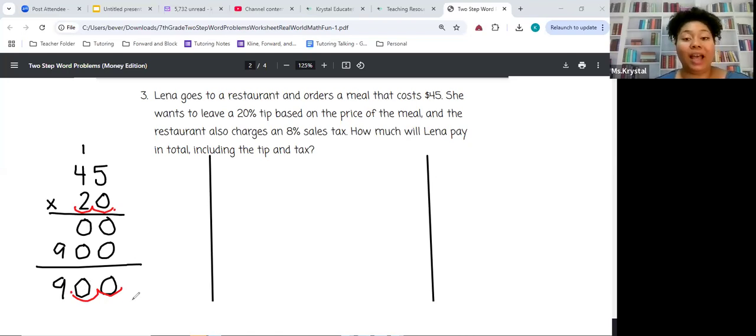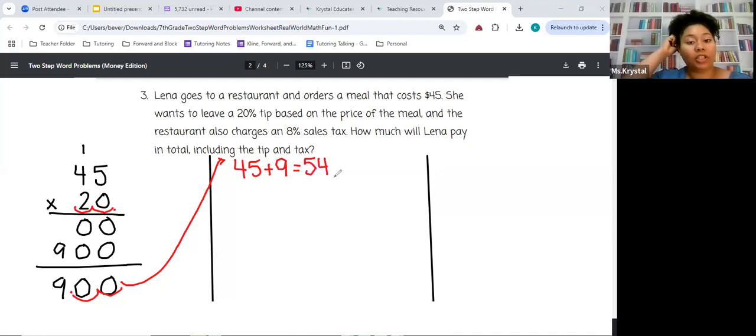So now we take that $9, and remember, that's the tip. That's how much she's tipping the waitress on top of her 45. So we're going to just do a quick little 45 plus 9. And what does that give us? 54. Okay. So we know that she's going to have to pay $54 with the tip.